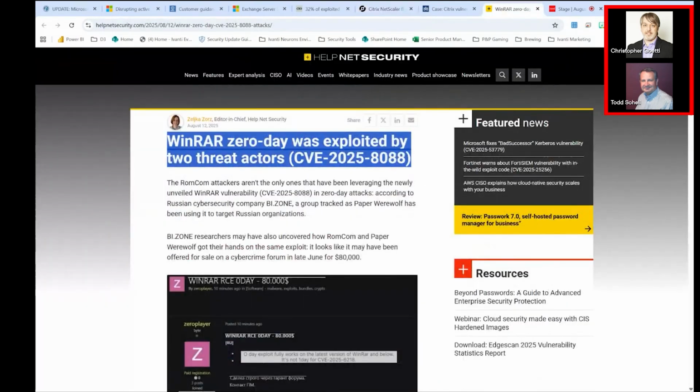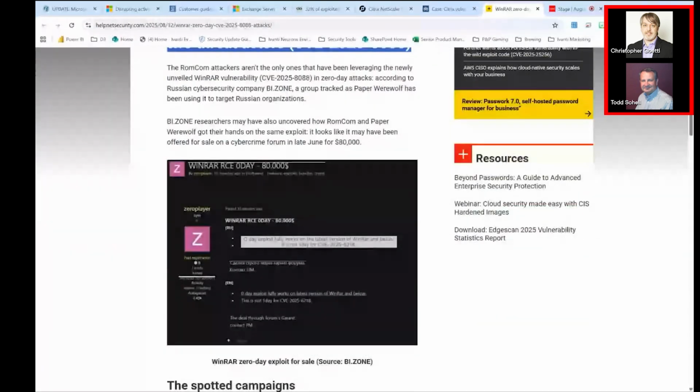Another one that is fairly recent is the RomCom vulnerability in WinRAR. RomCom attackers aren't the only ones leveraging this, but the WinRAR vulnerability is definitely trending right now. There are a number of attacks going on against Russian organizations, but other threat actors are starting to take advantage of this as well. So if you're running WinRAR anywhere in your environment, you'll definitely want to get that updated.